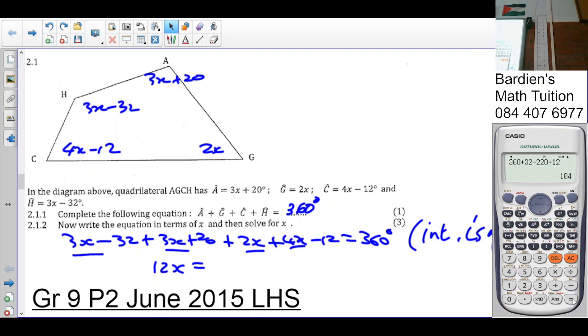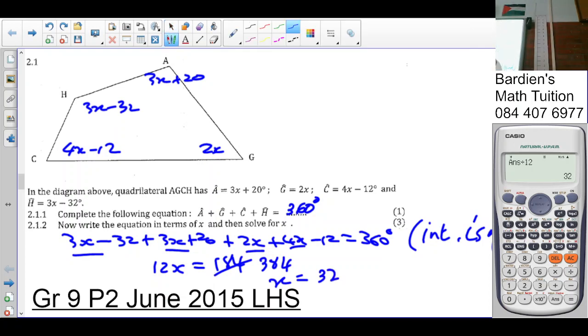Is that correct? So I divide by 12. That's wrong. Okay, let's go again. It's 360 minus 20 plus 32 plus 12. Now what did Alan say? 384. Divided by 12. 32. Therefore x is equal to 32.